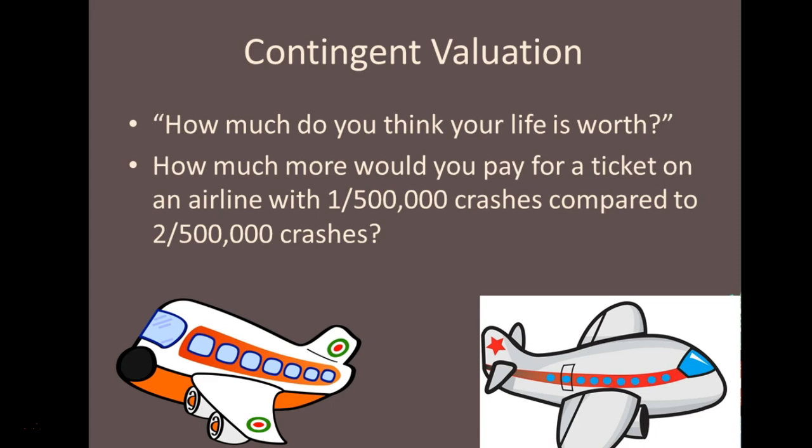One such example is someone paying for an airline ticket, and you would ask them, how much would you be willing to pay for a ticket on an airline with 1 out of 500,000 crashes compared to 2 out of 500,000 crashes? In other words, the difference between the person's willingness to pay for option number 1 compared to option number 2 would be how much they value their life at.